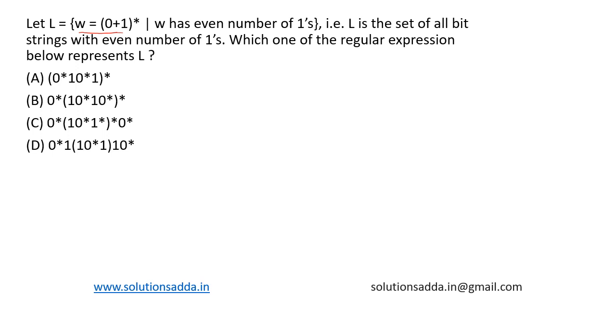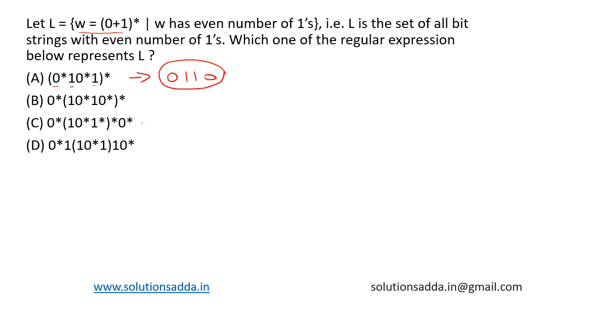This means that L is the set of all bit strings with even number of ones. Which one of the following regular expressions represents L? Let's see each option one by one. For option A, it cannot accept strings of the form 0, 1, 1, 0. Let's see. 0 star can accept 0, 1 can be accepted, 1, 0 star is not there, again 1, but then 0 it cannot accept. So such strings it cannot accept.